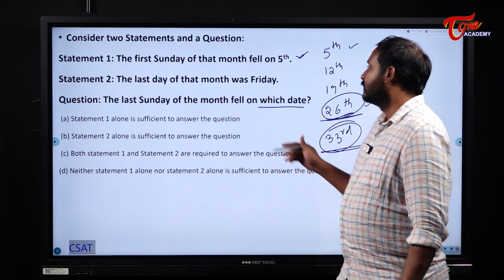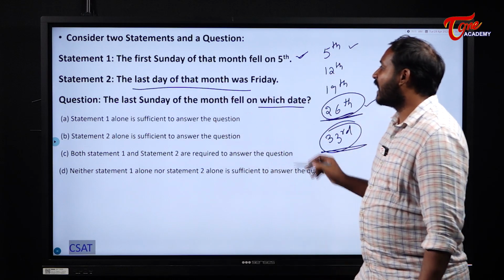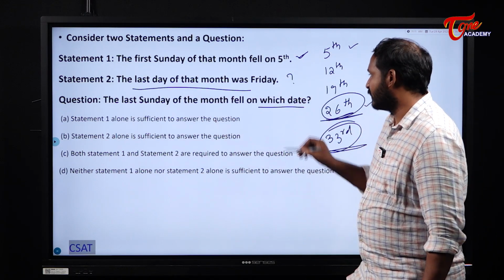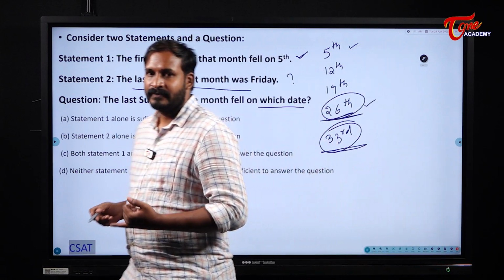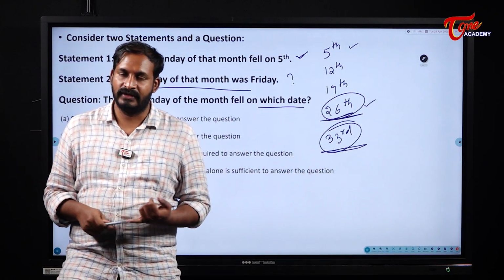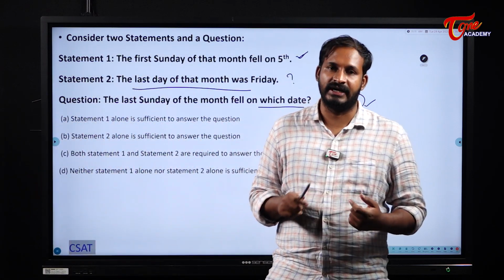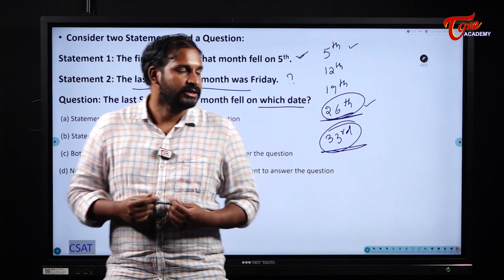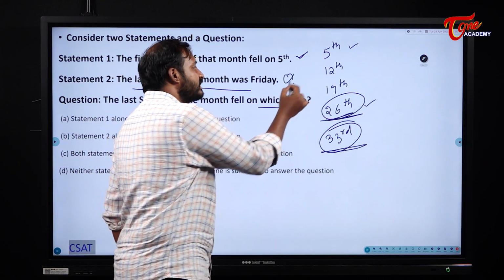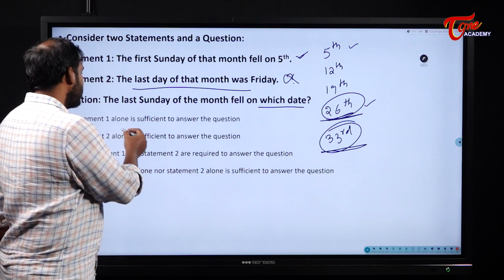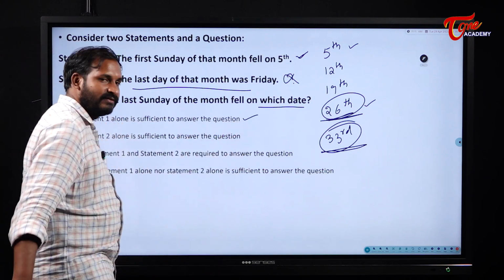Okay. Next, by using the second one, the last day of the month was Friday. See, here there is a question mark for us. Why? Because we don't know how many days that month will have, whether it has 31 days, 30 days, 28 days or 29 days. We cannot say exactly. So by using statement 2, can I tell my answer? No, I cannot. So that means statement 1 alone is sufficient to answer the given question.